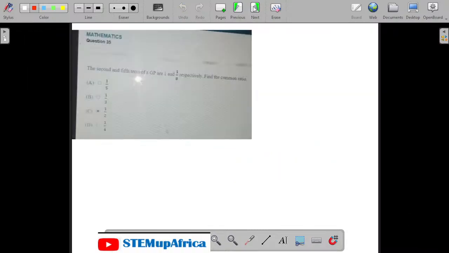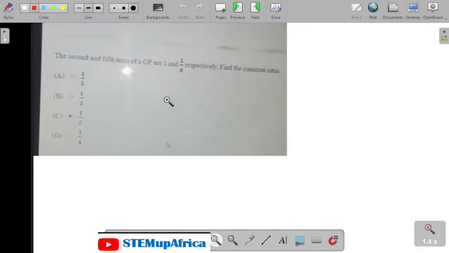Next, what we have here is an exponential sequence or geometric progression, also called GP. Say the second and the fifth term of a GP are 1 and 1 over 8 respectively. So you should find the common ratio. The second term, which is T2, is 1. The fifth term, T5, is 1 over 8.